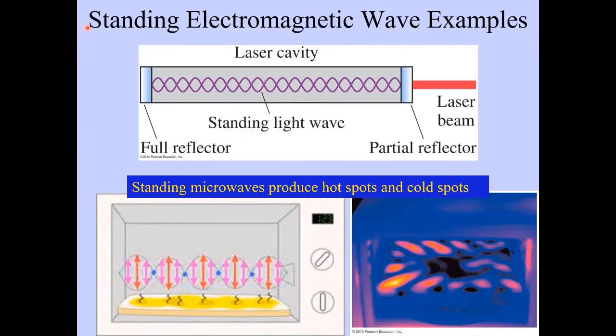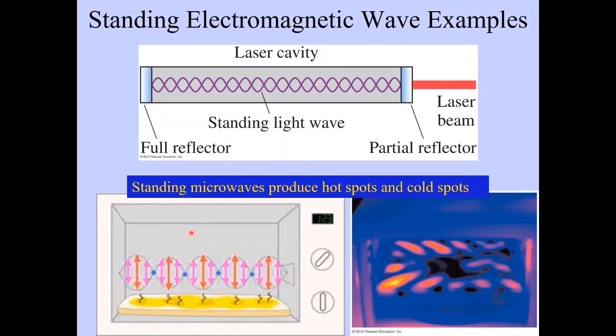There are some interesting examples of standing waves other than waves on a string. For example, a laser pointer or an industrial laser has a laser cavity with light bouncing back and forth between mirrors on the ends of this cavity. And when the light is bouncing back and forth extremely fast, traveling at close to the speed of light, it sets up a standing light wave. And this standing wave produces a laser beam, which is then extracted from this laser cavity.